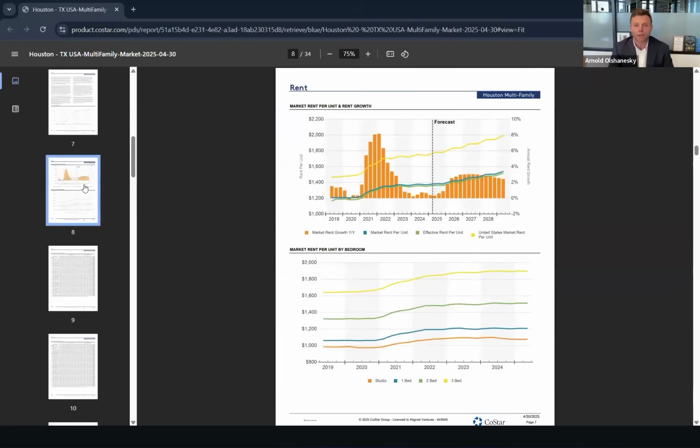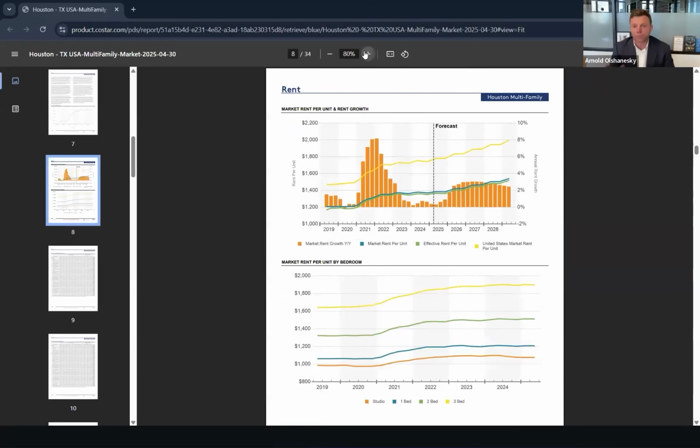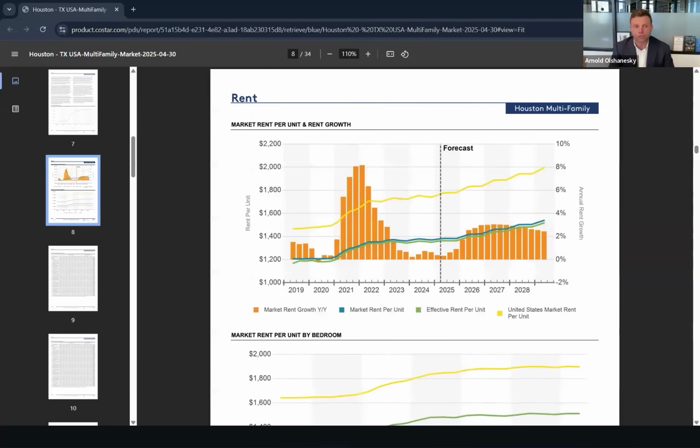So let's go ahead and take a look at the rent growth. This is what you should scroll down to, where it says rent. As you can see, it shows you the history, and then after 2025, it shows you the forecast. There are a couple of things you want to look at. The yellow line is the United States.